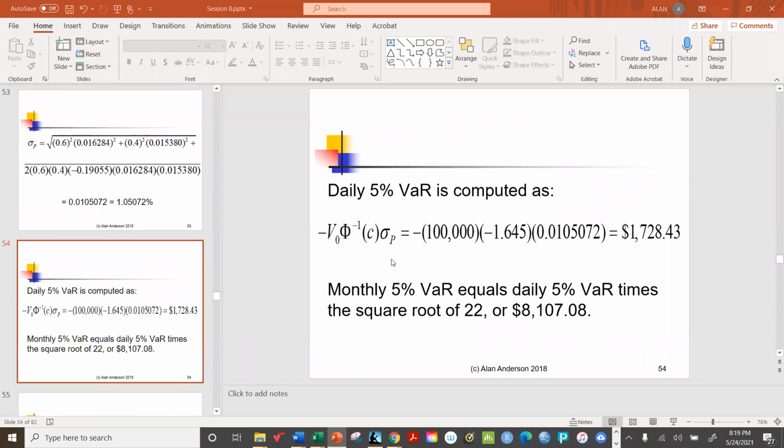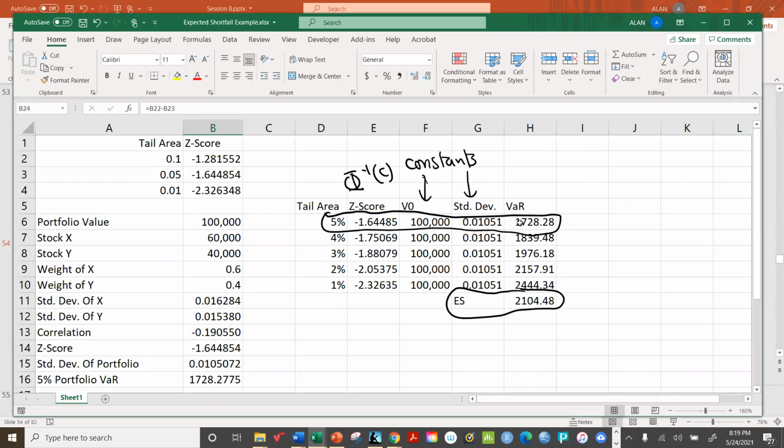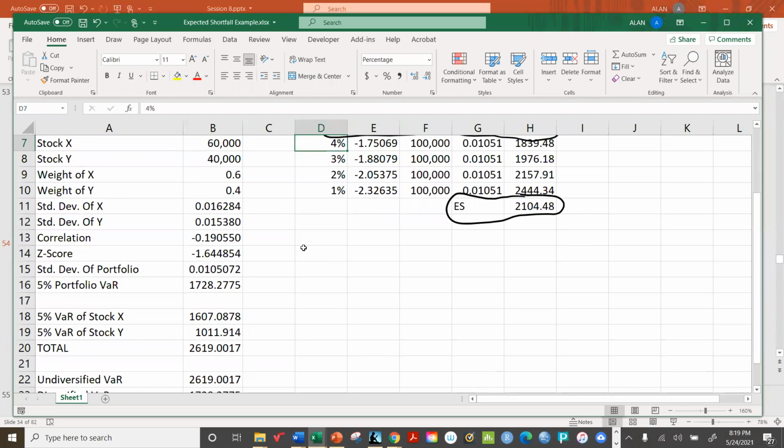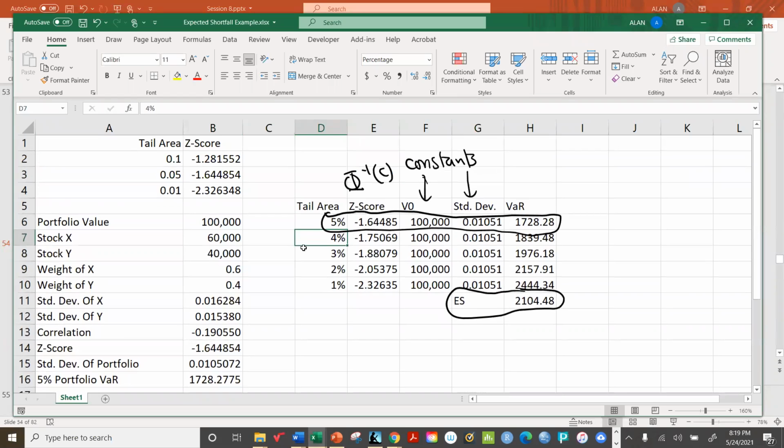Okay, about $1,728. So all you would have to do is say, well, let's recalculate this at these different tail areas. And so what will be different in the formula each time is the Z-score. All right, that's the only thing that has to change. And there it is next to it.